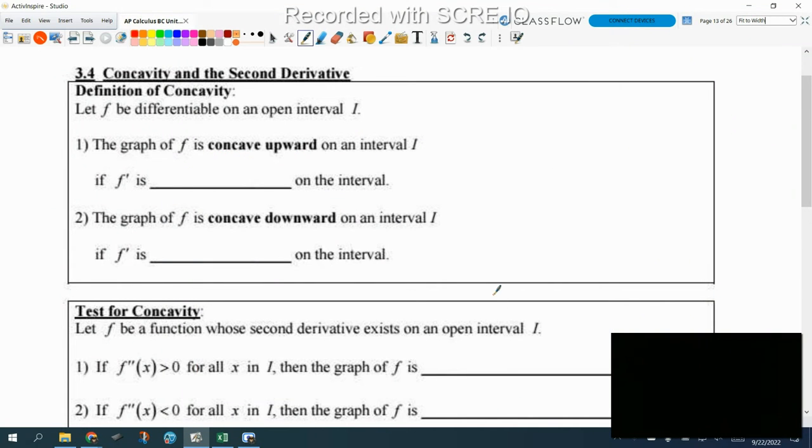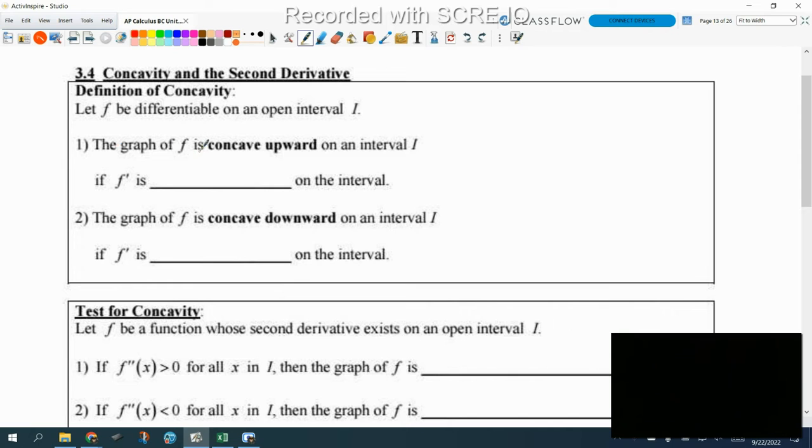All right, today's lesson, we're going to start looking at a graph's concavity, and this is going to involve using the second derivative. So concavity involves the second derivative. All right, so let f be differentiable on an open interval I.